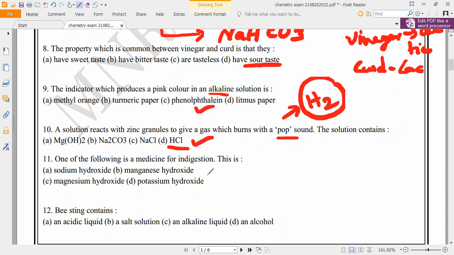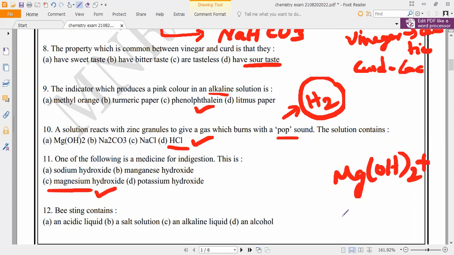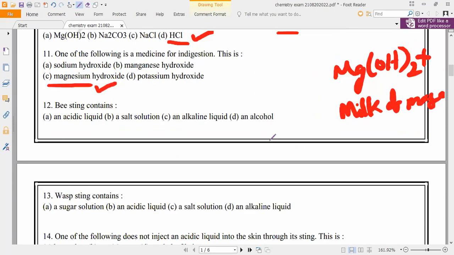Next, one of the following is a medicine for indigestion: magnesium hydroxide. Magnesium hydroxide mixed with water, what should we call it? Milk of magnesia. Next, bee sting contains an acidic liquid.